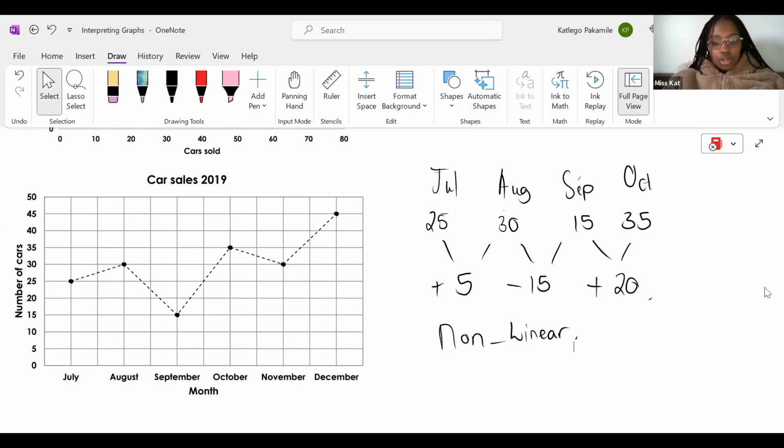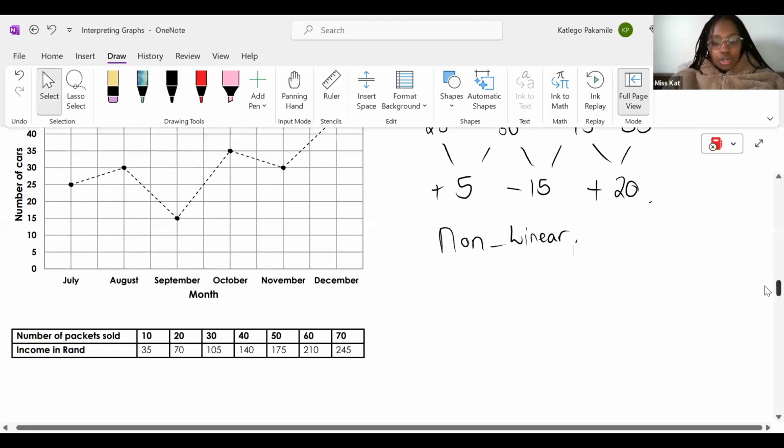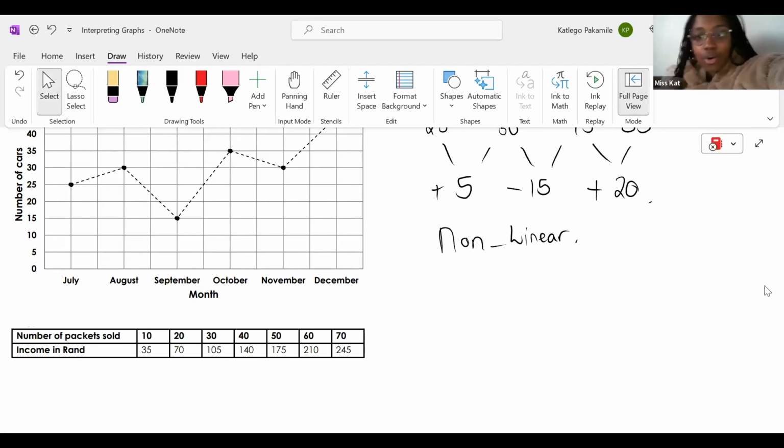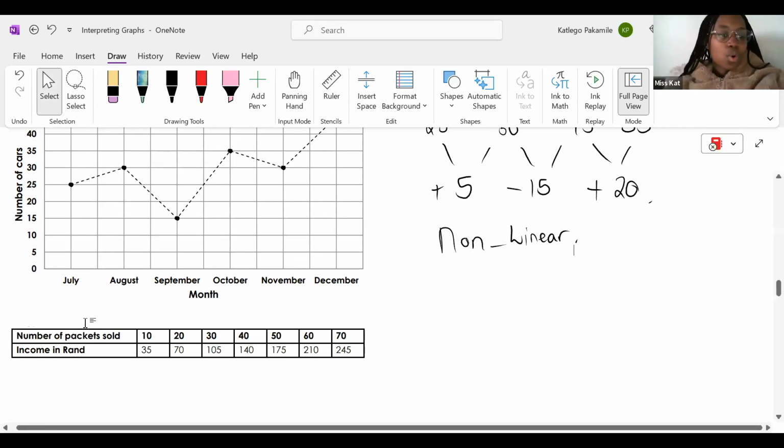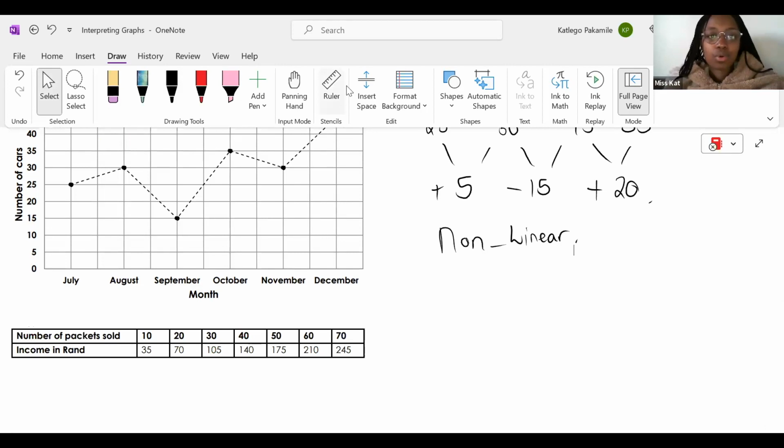Okay, let's move on. Now we have a table. Nobody freak out. We know how to check if a graph is non-linear or if it is linear. So tell me from this table, this is the number of packets we have sold and how much we made from selling those packets of chips. Is this table a linear or non-linear function? We call them functions because it's technically a graph, not, yeah, we call them functions. Jeez, I don't know where I was going with that. English was like, nope, peace out, I'm done.